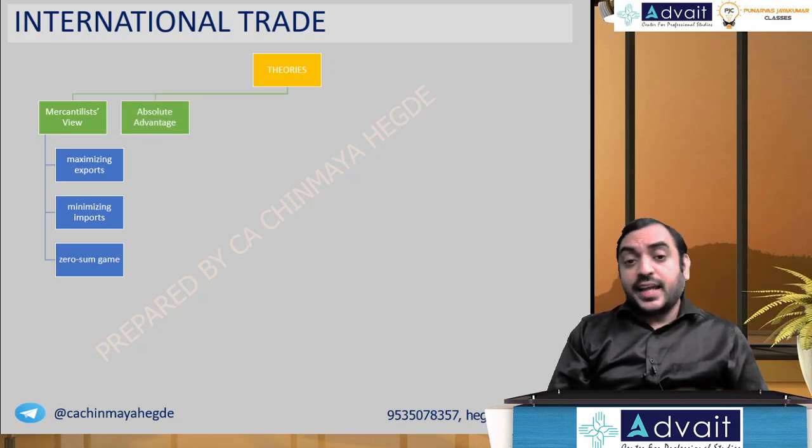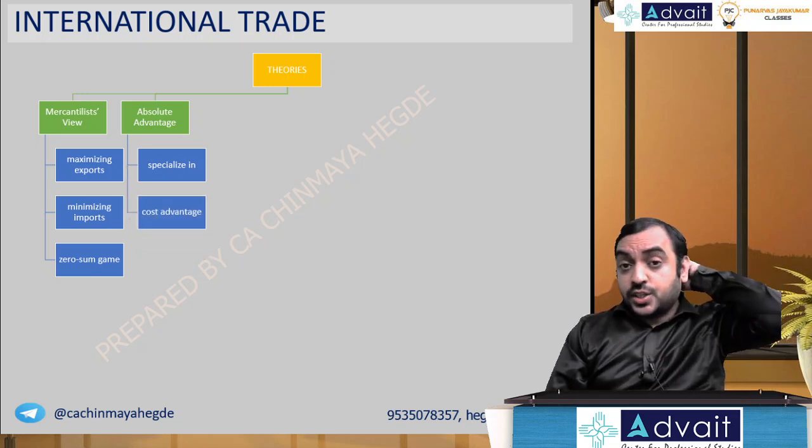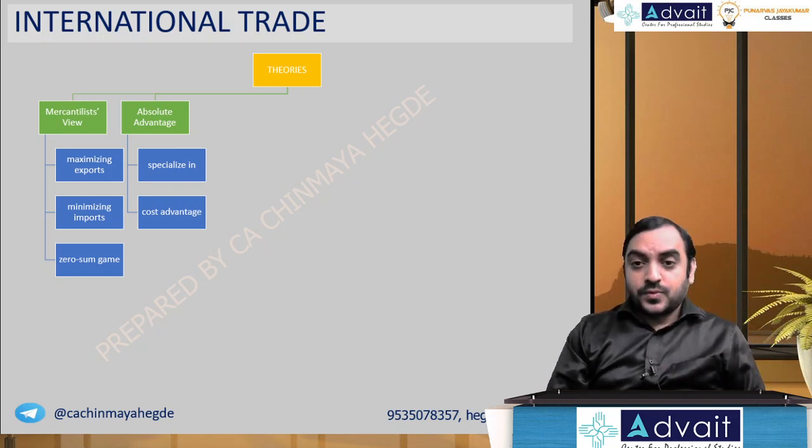Then comes the next one, absolute advantage theory. They specialize in cost advantage, specialization, mass scale production.